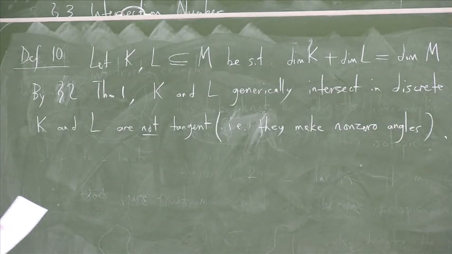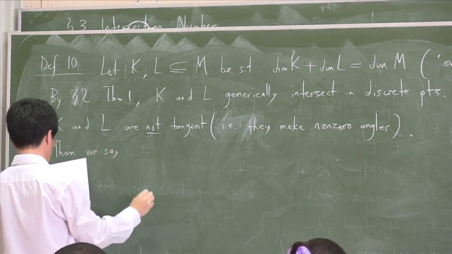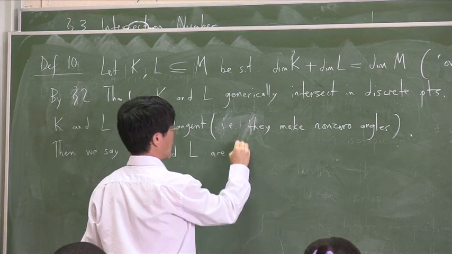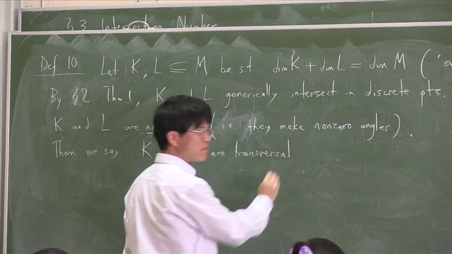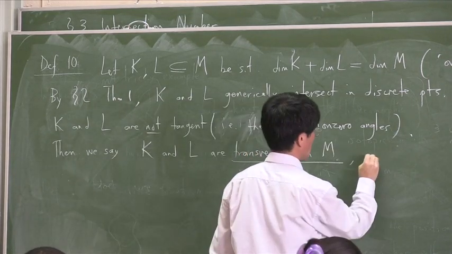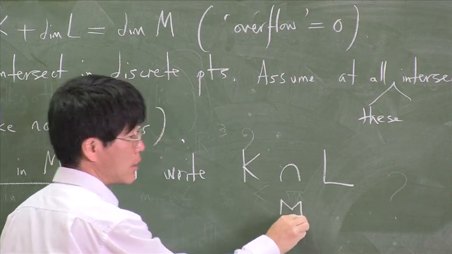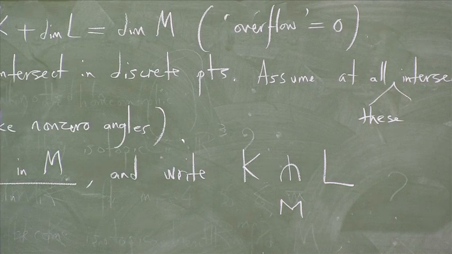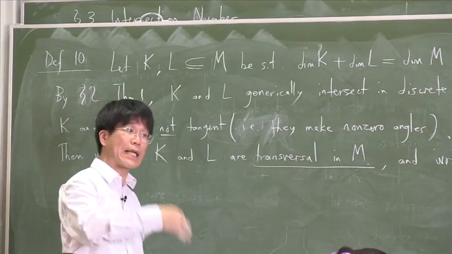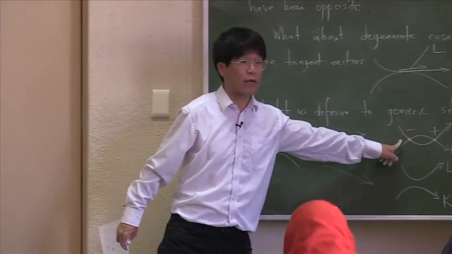Okay, so assume this. Then we say that K and L are transversal. Strange word. Have you ever met this word before? Transversal, transverse, and so on. They cut each other nicely, that's what they mean, in M. And we shall write K and L intersect in M, but in order to show that they intersect nicely, we're going to put this strange sign. That's the symbol for saying that K and L intersect in discrete points, and at all those intersection points, the angle of the intersection is non-zero, that they are not tangent. So here, they are not transversal, but here they are transversal. Okay?